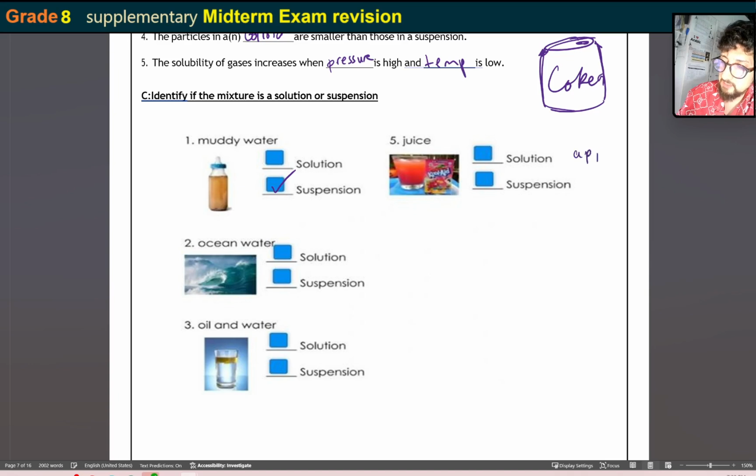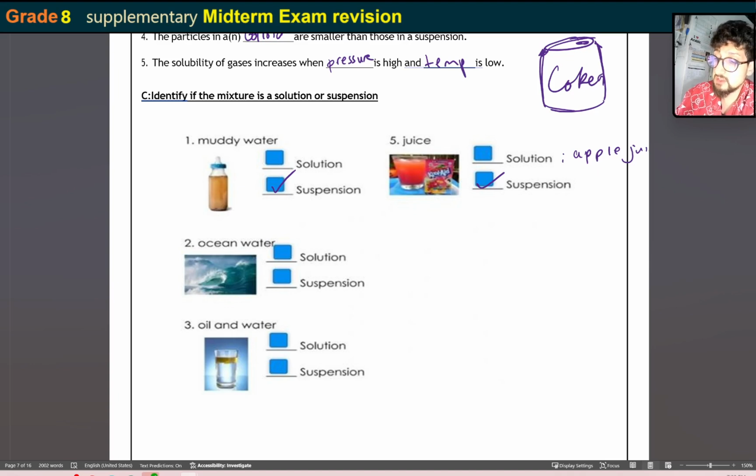So things like apple juice, for example. Apple juice is a solution, right? Because it's very, very clear. You can see right through it. But for the most part, juices are either suspensions or colloids, especially if it contains pulp. If it's like orange juice with the pulp, like that California brand, and you leave it for a while and the pulp separates from the rest of the juice, then it's a suspension.